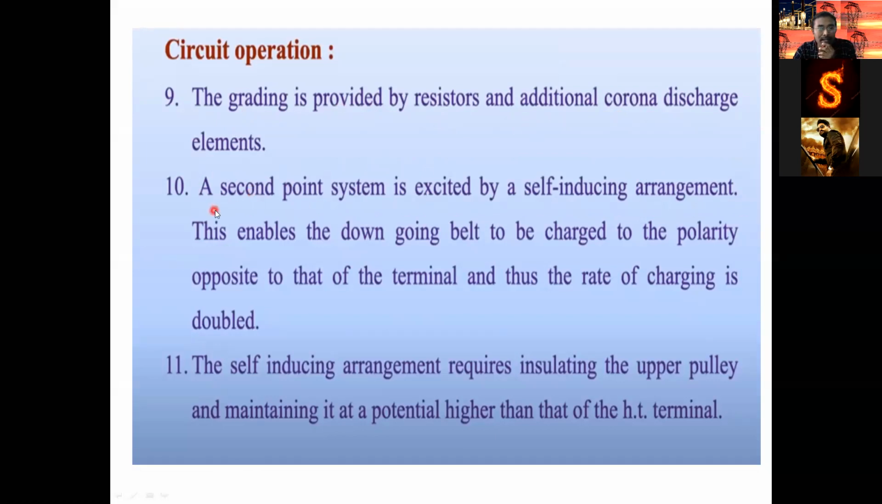Okay. And the second point is that the system is excited by a self-inducing arrangement. This enables the downgoing belt to be charged to a polarity opposite to that of the terminal, and thus the rate of charging is doubled. So in this way, we increase the positive charges. That is called charging doubled by the self-inducing arrangement. Next, the self-inducing arrangement requires insulating the upper pulley and maintaining it at a potential higher than that of the HT terminal. Okay, so like this, it's completed.